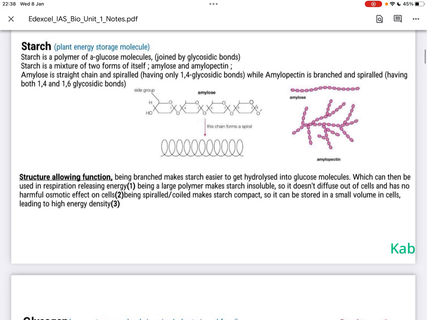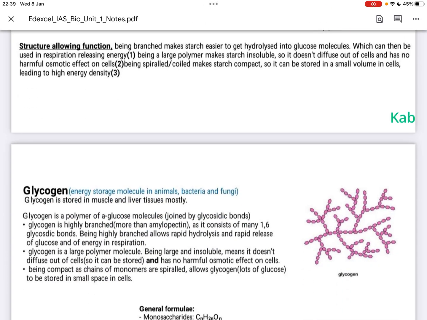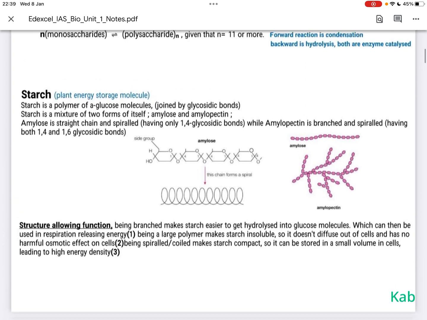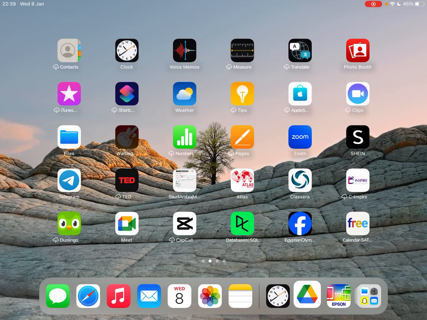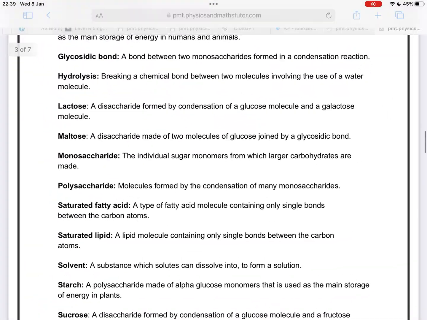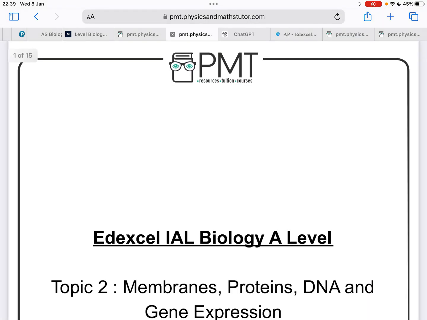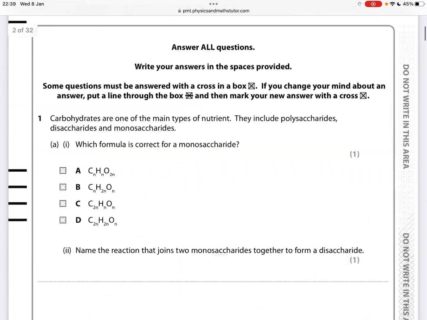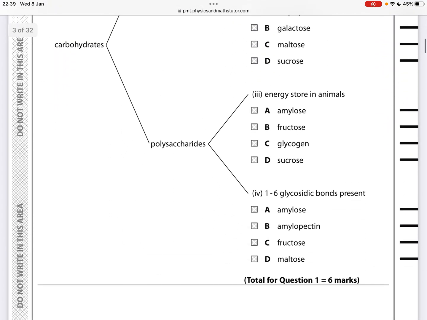Starch is the plant energy storage molecule, and glycogen is the energy storage molecule in animals, bacteria, and fungi. Let's start with starch, and I'm going to tell you something. Starch is very important, and we must know which one is which. You cannot memorize each one's properties.